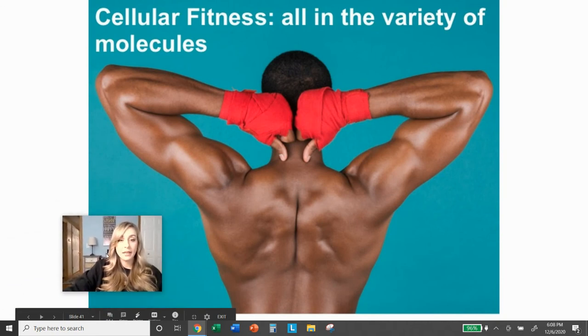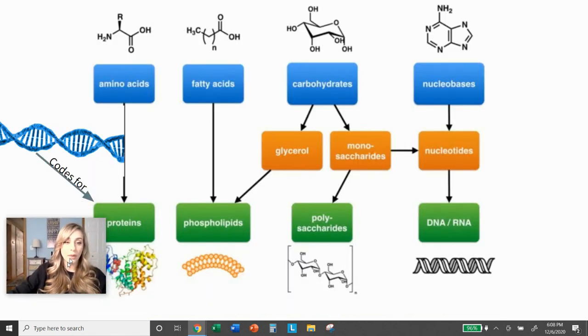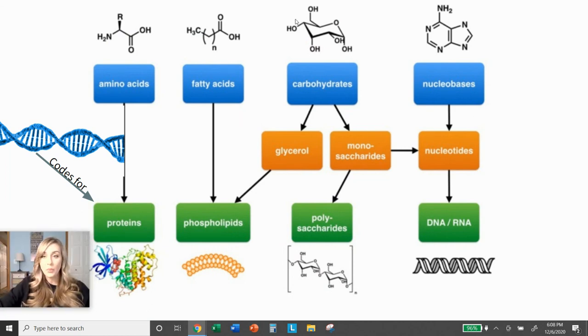Okay, and then lastly, in terms of Unit 3 and what you need to know, it's important to note cellular fitness, meaning that there are a large variety of molecules that we're not only using for metabolism, but that we're also going to, once metabolism is done, form with those products or with that ATP. What are we using that ATP for? So just a quick recap.